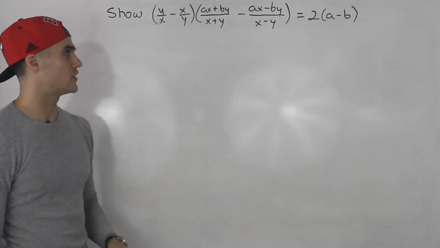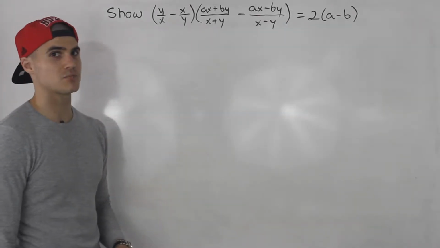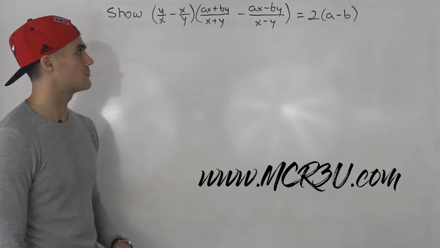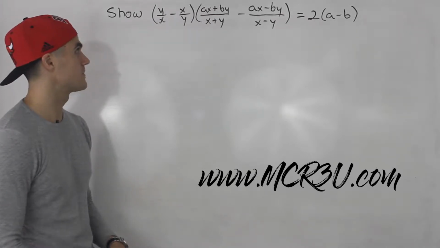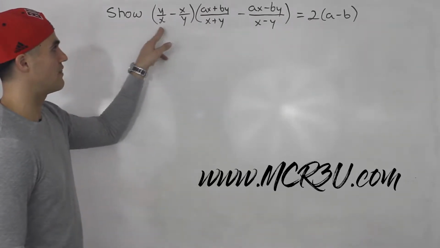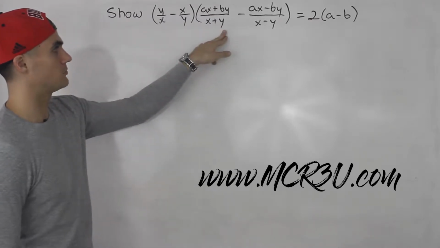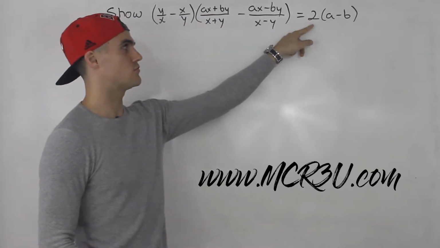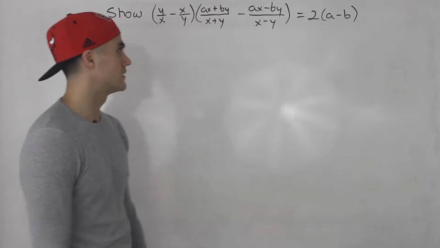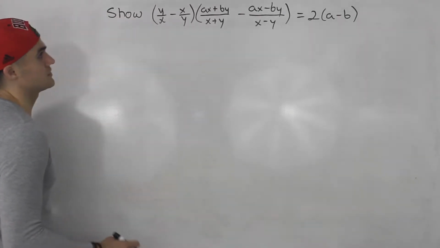What's going on, guys? Moving on to the next question. This question is actually pretty challenging. It's one of the more difficult questions on the test. We have to show that these two brackets multiplied by each other is equal to 2 bracket A minus B. So pretty crazy question.